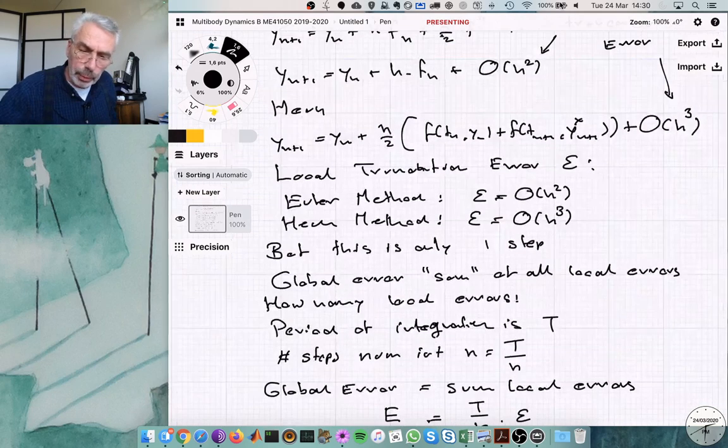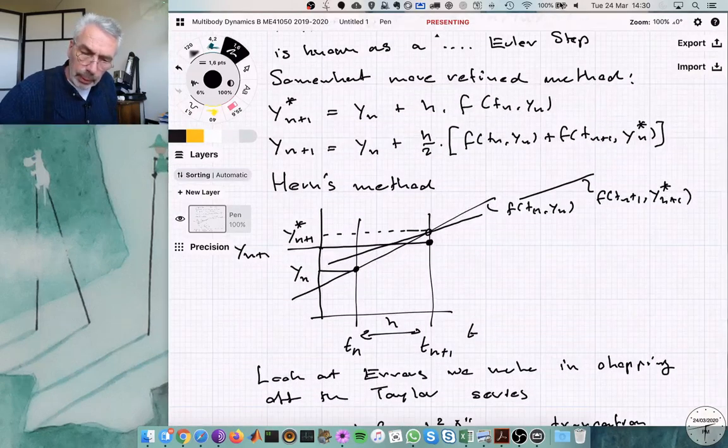Above the drawing of Heun. This should be, this is correct. This is absolutely correct. Yeah, okay.